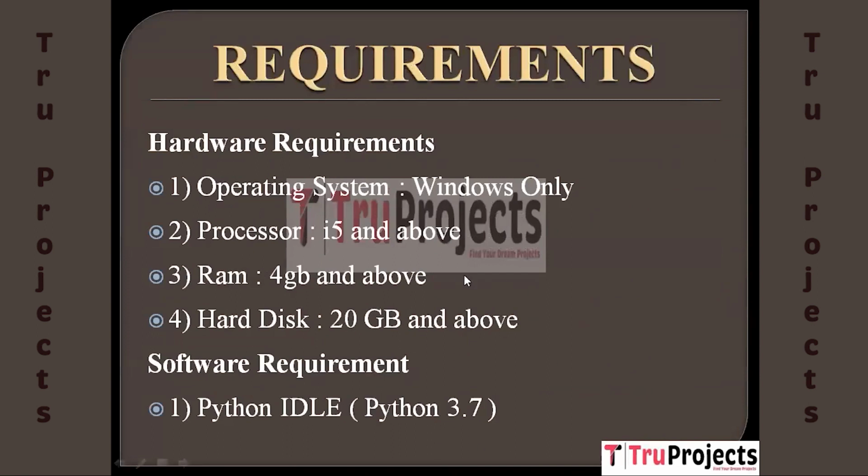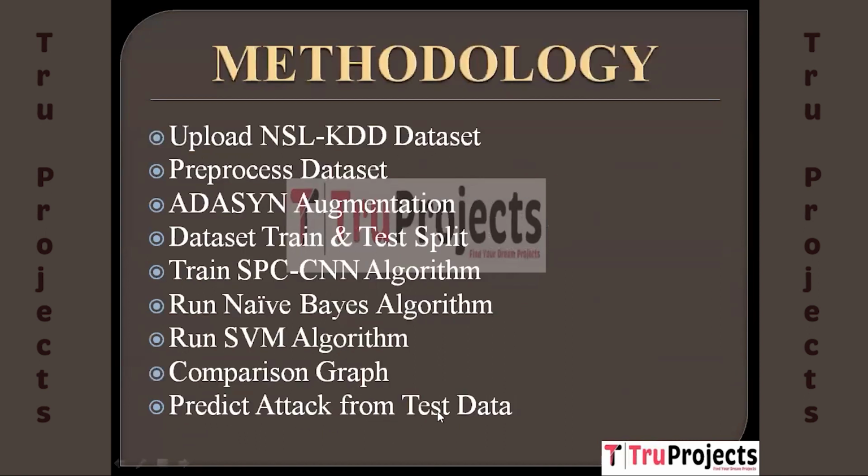Requirements. These are the requirements needed to execute this project. Hardware requirements: operating system of Windows, processor of i5 and above, RAM of 4GB and above, hard disk of 20GB and above. Software requirements needed are Python, ideally Python 3.7 version. To execute this project, we have designed the following modules.